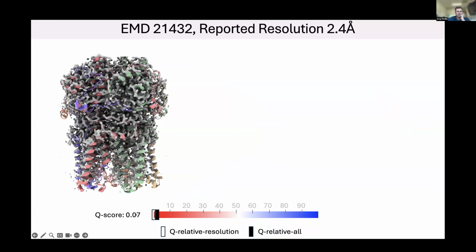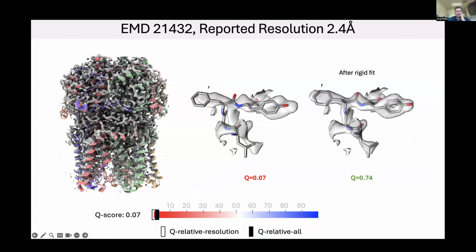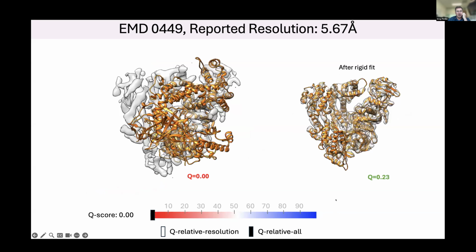Now when you see a Q score close to 0, this is likely a problem, as I showed before. This is one of the examples I was showing before. If you look at the map and model, it's slightly shifted. So a very low Q relative all and Q relative resolution is likely to be problematic. For some reason, it was hard to see this before when you're depositing your map and model. This map and model is still in the EMDB, but when people deposit it, you might not see that you should check the map and model fit. Hopefully with tools like this, it will become more obvious.